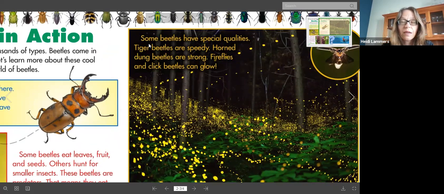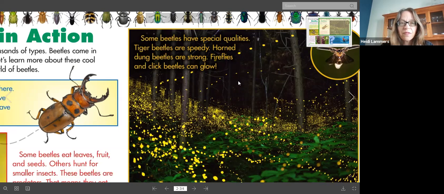Ready? Read. Some beetles have special qualities. Tiger beetles are speedy. Horned dung beetles are strong. Fireflies and click beetles can glow.